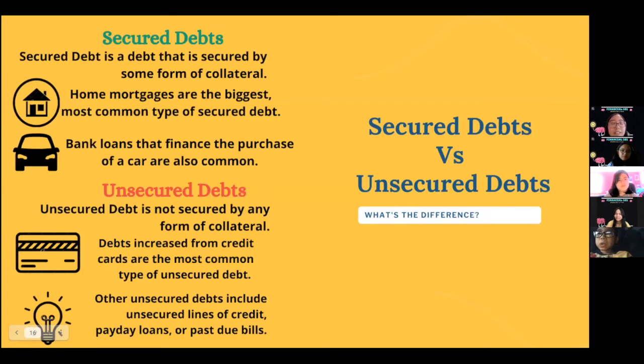What's the difference? Secured debt is a debt that is secured by some form of collateral. Home mortgages are the biggest, most common type of secured debt. Bank loans that finance the purchase of a car are also common. Unsecured debt is not secured by any form of collateral. Debts incurred from credit cards are the most common type of unsecured debt. Other unsecured debts include unsecured lines of credit, payday loans, or past due bills.